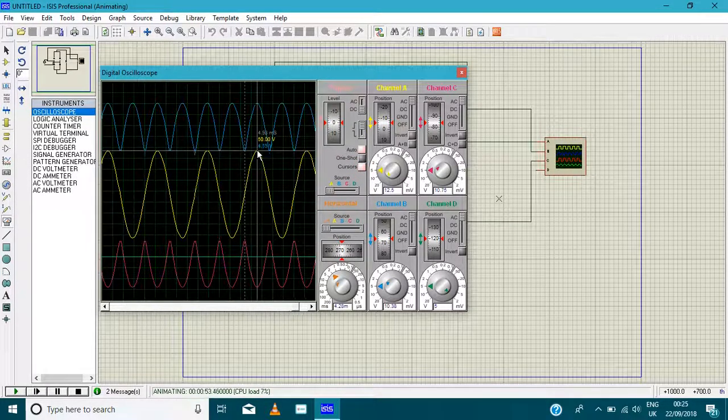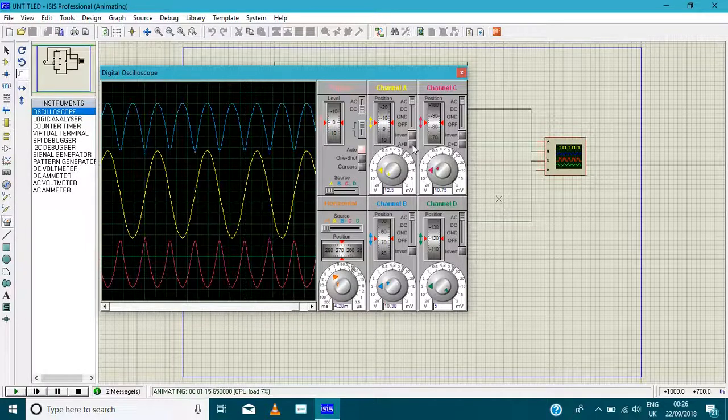Okay, this is 50 volt. This is around 50 volt. This is around minus 50 volt. This is positive 50 volt. This is 0 volt. This is minus voltage, this is minus 46 volt. So this is the sine wave, this is the positive part, and this is the negative wave.